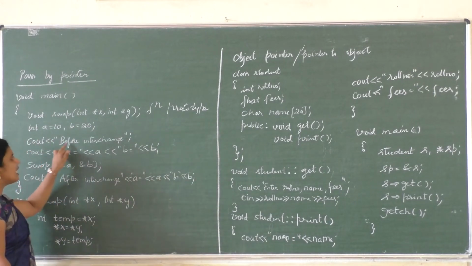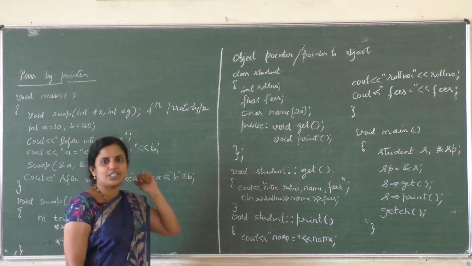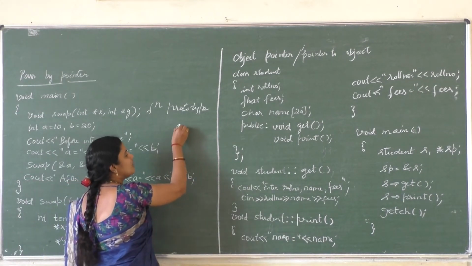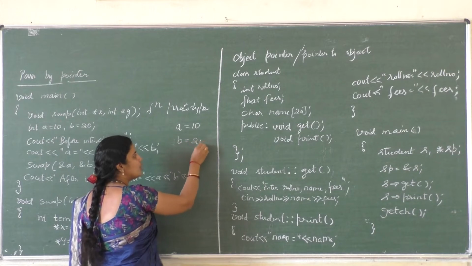Next, cout "before interchange". Interchange ಮಾಡೋದಕ್ಕಿಂತ ಮೊದಲು a value ಎಷ್ಟಿತ್ತು, b value ಎಷ್ಟಿತ್ತು ಅಂತ. That is, before interchange the value of a is equal to 10 and b is equal to 20.